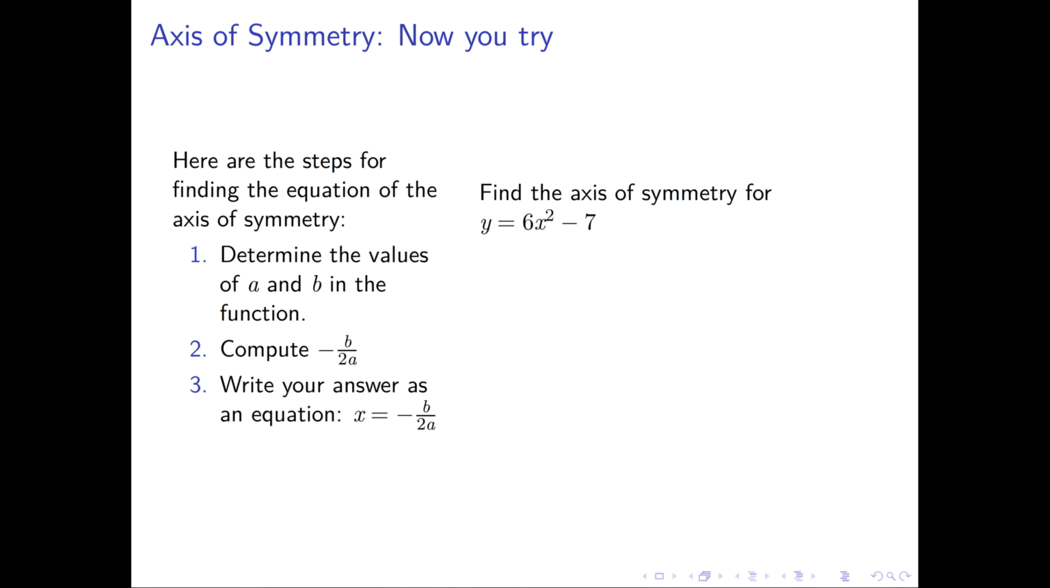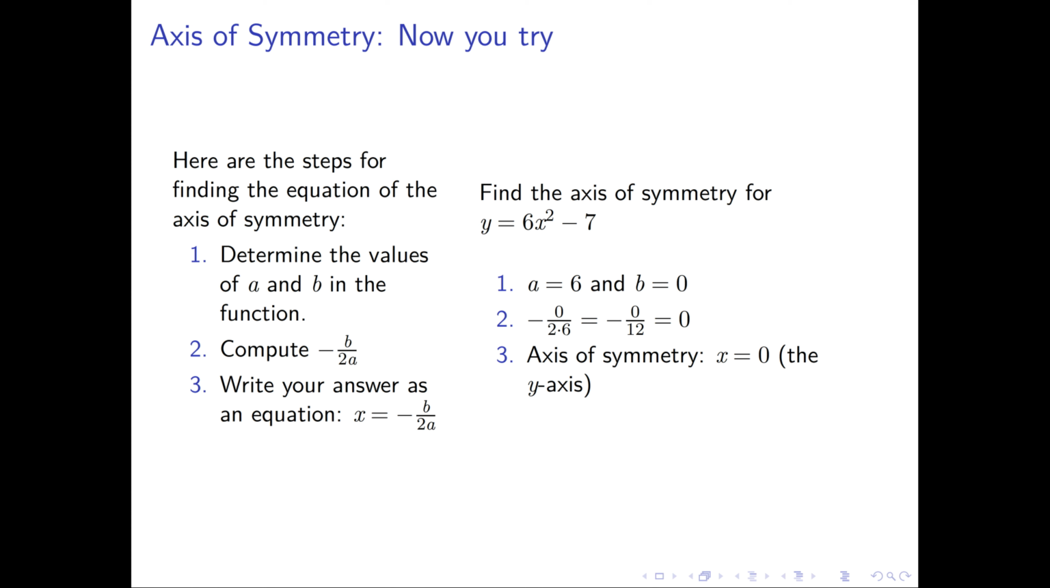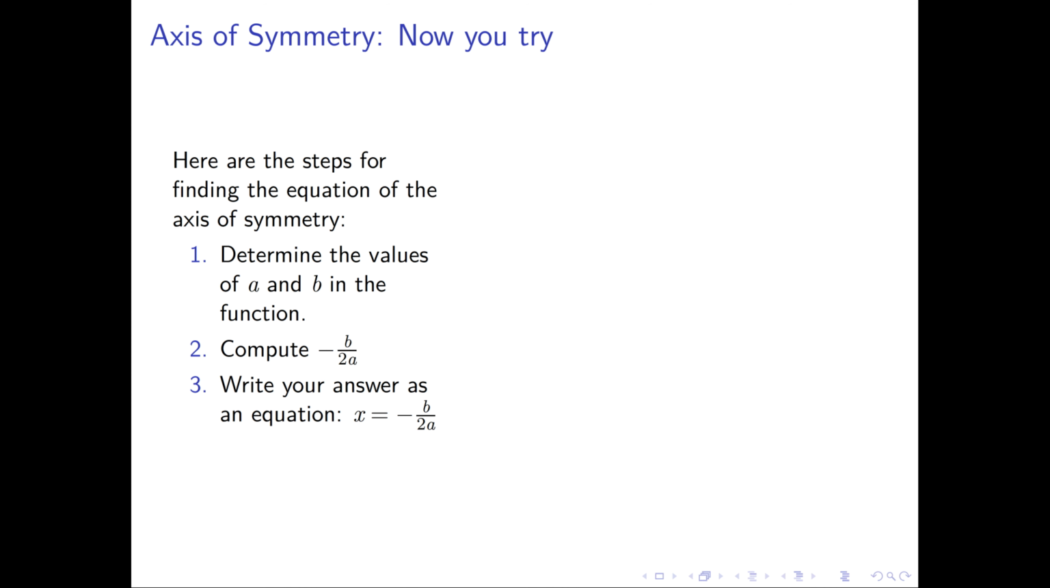Now try this one. Stop the video and restart when you have an answer. Okay, in this case, a equals 6, and the coefficient of x, b, equals 0. You can tell that because the x term is not even there, and that happens when the coefficient of x is 0. If you compute opposite of b over 2a, that's the opposite of 0 over 2 times 6, which equals 0. And then we say that the axis of symmetry is x equals 0, and that line is, of course, the y-axis.